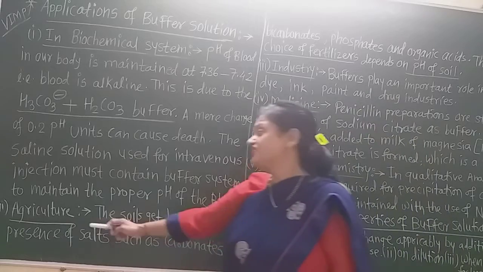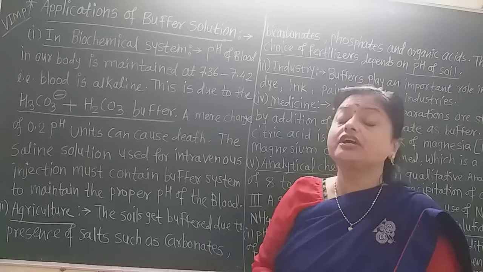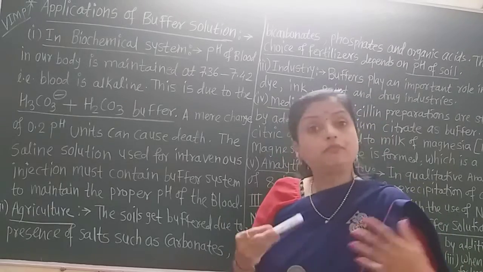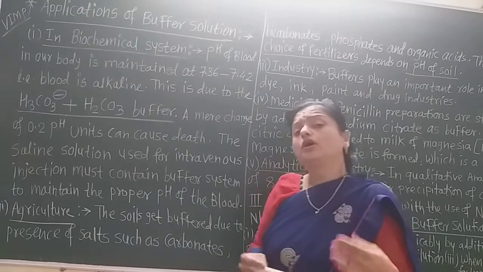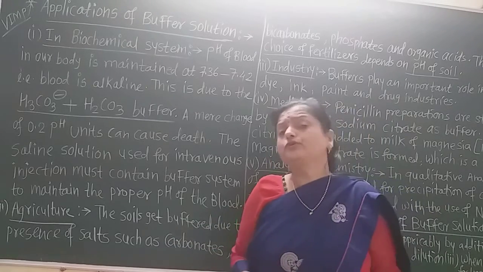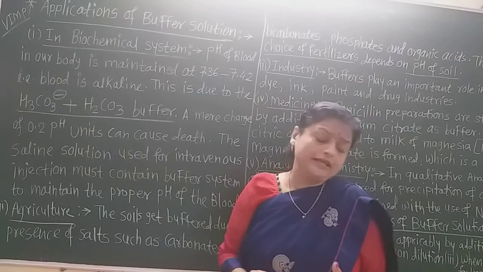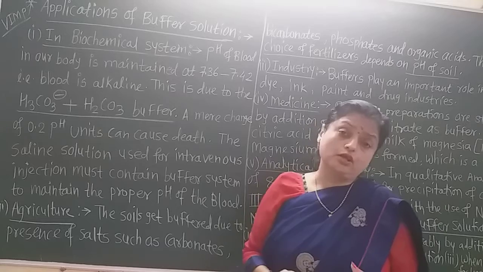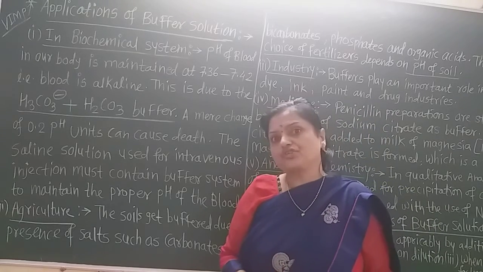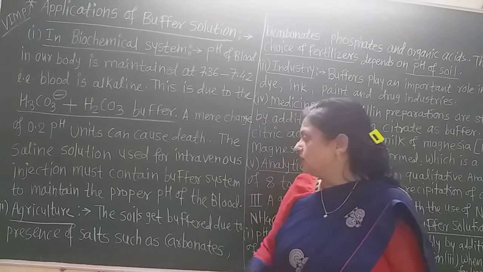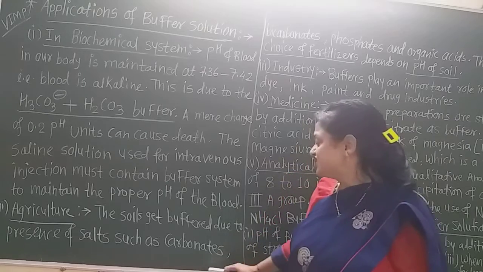Now in agriculture, secondly, buffer solutions are used in a very vast way, in the form of fertilizers. Now the soil gets buffered. When we use different fertilizers, the soil may become acidic or alkaline. So to maintain the pH of that soil, the soils get buffered due to the presence of salts such as carbonates.